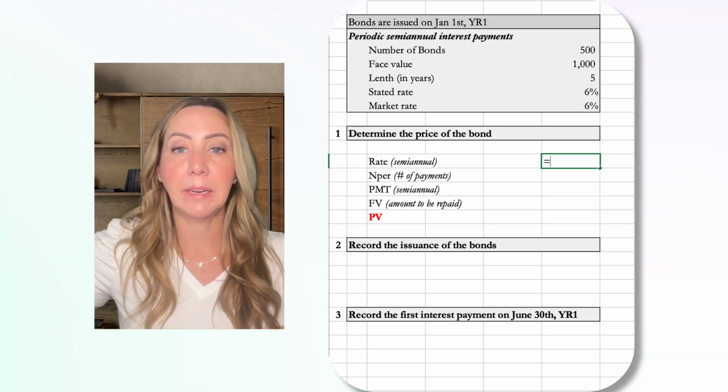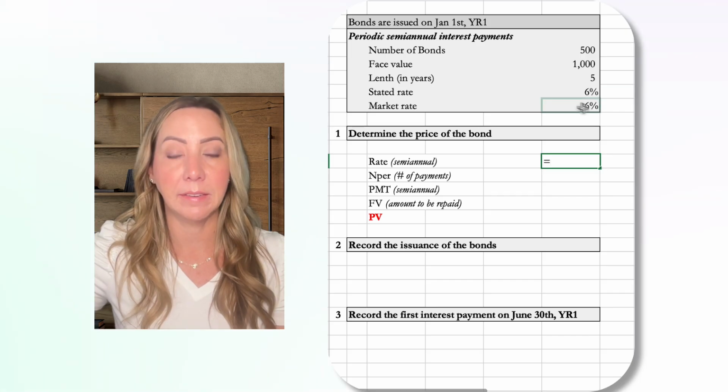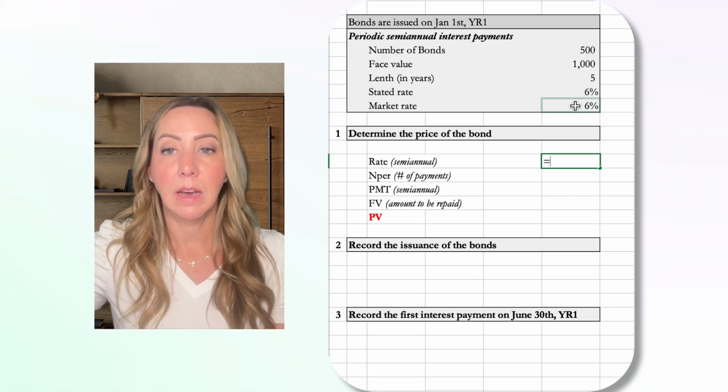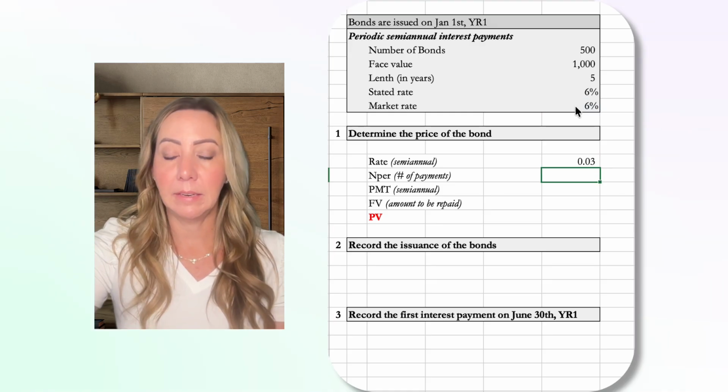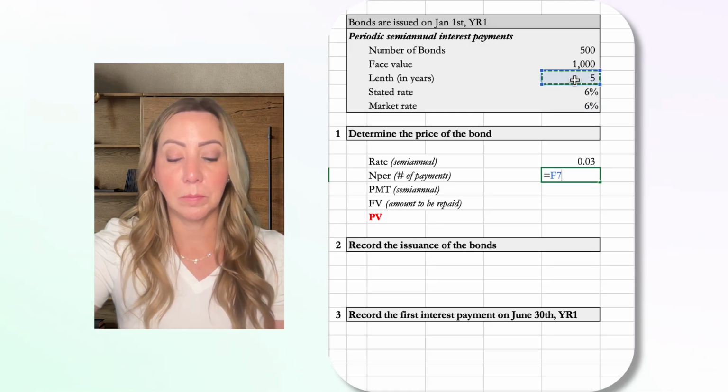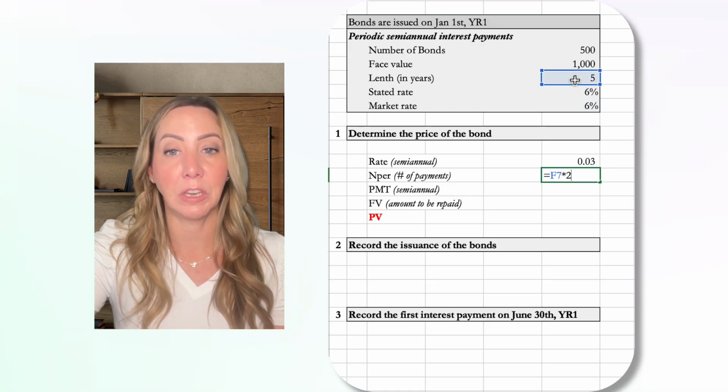So I need the market rate to start this calculation because I'm going to discount all of these promises at the market rate, 6%. I'm going to divide that by 2. The next thing I need to do is take the number of periods and multiply it by 2 because that's how many interest payments I'm actually going to make.